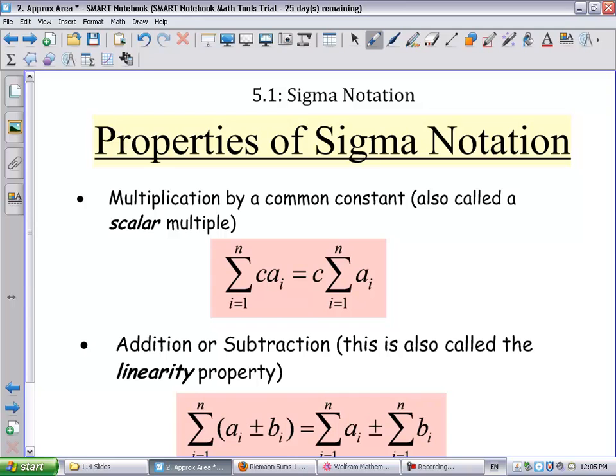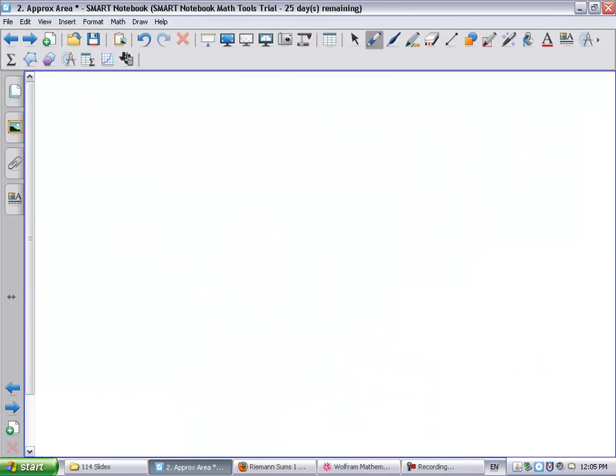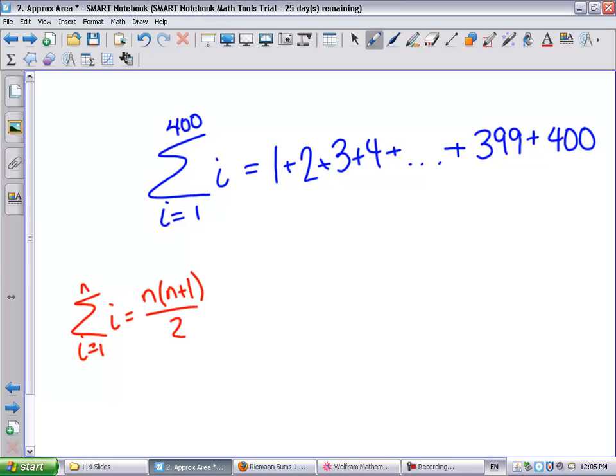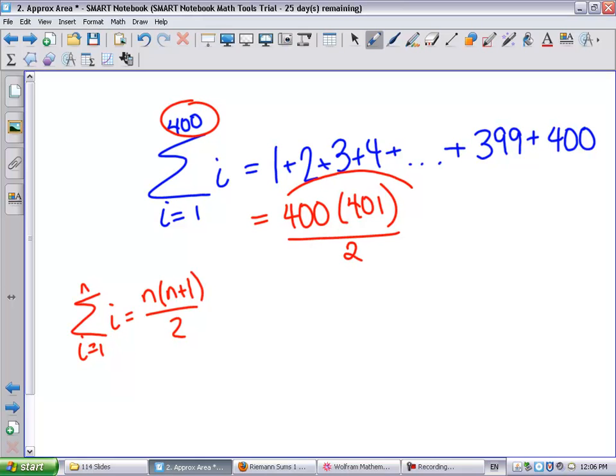Let me show you an example. Let's add an example in here. So if we wanted to add up, i goes from 1 to 400 of i. That means we're adding up 1 plus 2 plus 3 plus 4 plus, all the way to 399 plus 400. So that might take us a while if we get out our calculator to do it. But we can remember the formula, sum i goes from 1 to n of i is n times n plus 1 divided by 2. And so that means here n is 400, so 400 times 401 divided by 2. So whatever that number is, that's the same thing you're going to get if you add up all the numbers from 1 to 400.